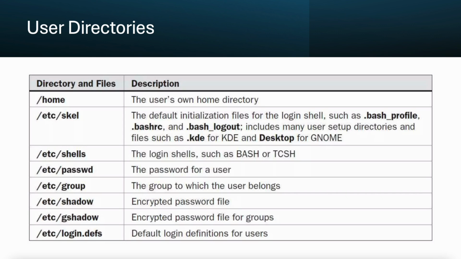Next is /etc/shadow. The file stores the user password in encrypted format, followed by /etc/gshadow. This file stores the group password in encrypted format. And the last is /etc/login.defs. It holds the default login definitions for users.